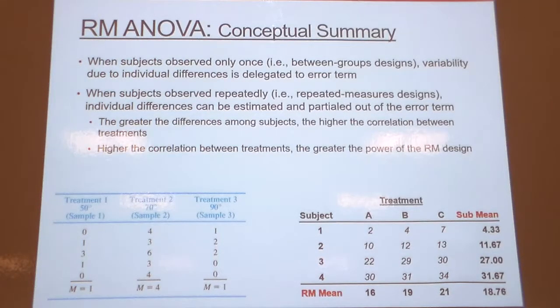But when we take a look at individuals repeatedly, again and again over time, we can model those individual differences, pull those out of the error term, and what ends up happening is we get a much, much stronger test of whatever it is that we're looking at, okay? The greater the differences across people, the more variability we get, and the higher the correlation between our treatments, the greater the power of repeated measure designs, okay?